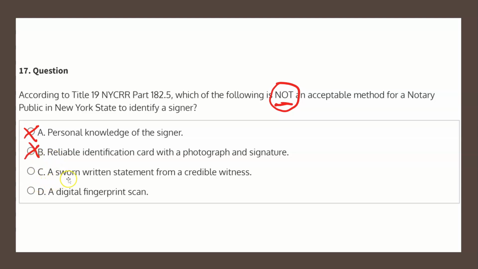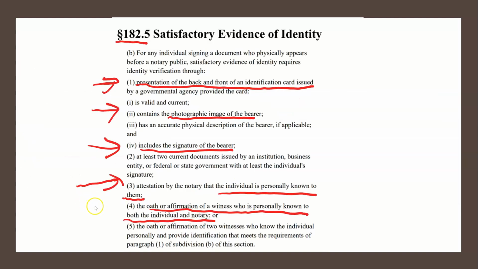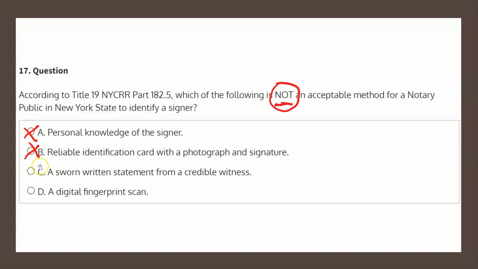Choice C states a sworn written statement from a credible witness. As we read before in subsection 4, the oath or affirmation of a witness who's personally known to both the individual and notary would be satisfactory evidence, and therefore choice C is not our solution. So by process of elimination, that leaves choice D. But let's have a look to be sure.